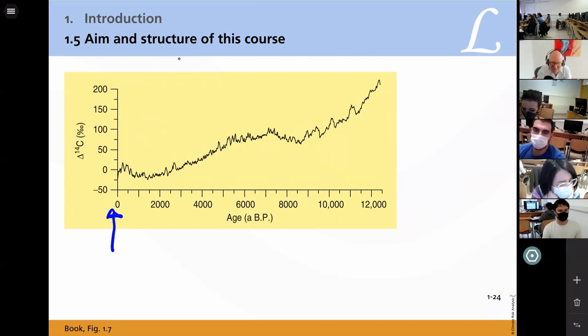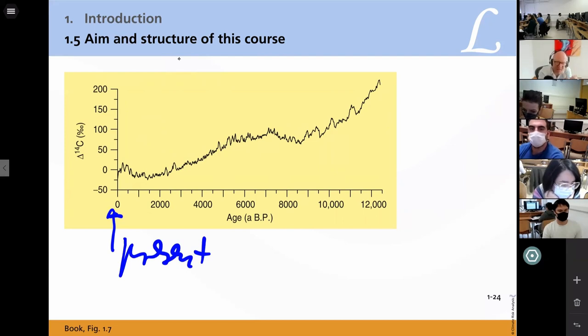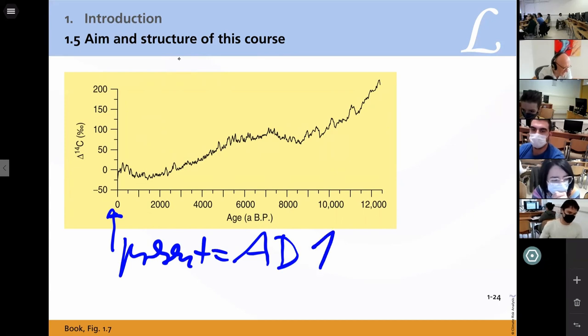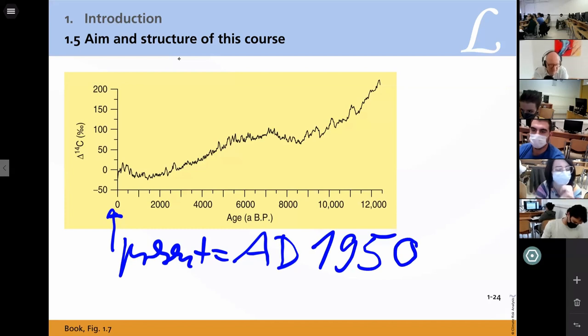And what is zero age? Well, you have to define present. And therefore you have to look into the papers. What is present? And in the radiocarbon community, very long, present was defined as AD 1950. Okay, and you have to be aware that perhaps other researchers use other definitions of present.